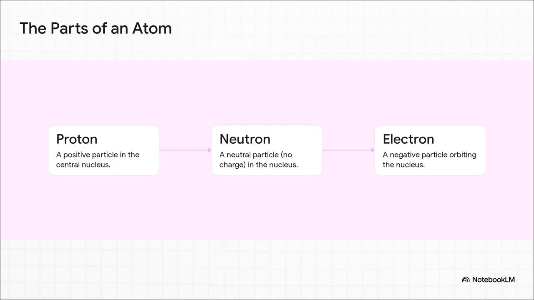And you know what? Every atom just boils down to three simple parts. Right in the center, in the nucleus, you've got your positive protons and your neutral neutrons. And then whizzing around that core are these tiny negative electrons. That's it. This really simple, elegant setup is the blueprint for everything.